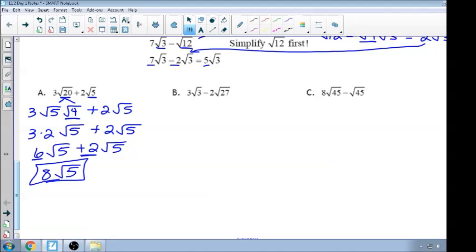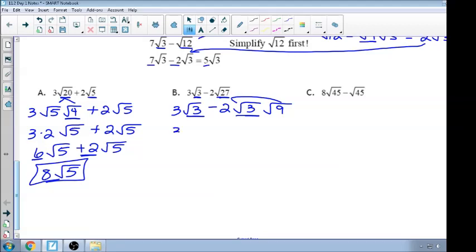And I'd be done. On to B, I have 3 root 3 minus 2 root 27. We have to think about what we want to turn the root 27 into. Well, root 3 is our key. So I have 3 root 3 minus 2 times... How do I break 27? I can break it into root 3 times the square root of 9, since 27 divided by 3 is 9. This allowed us to have the root 3 that we're looking for, and it's a perfect square root.